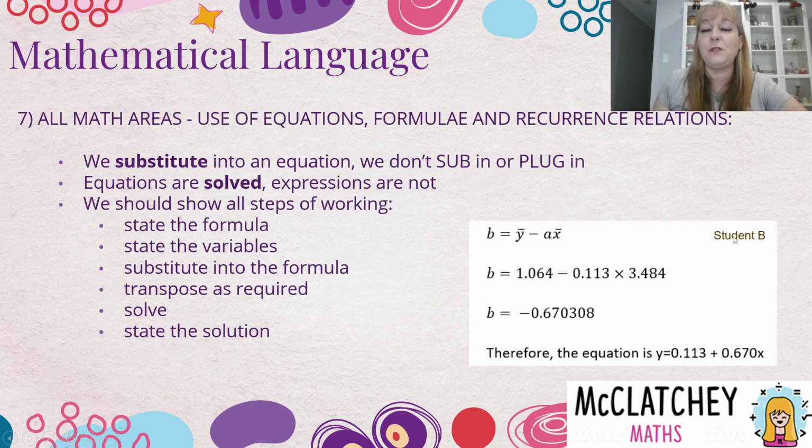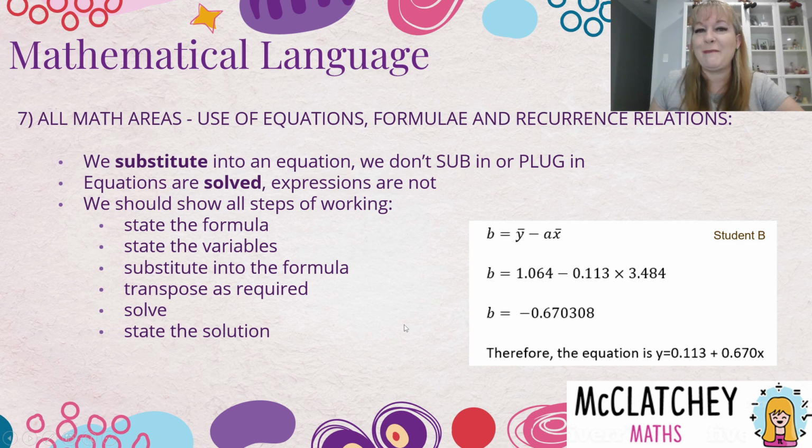So here's an example from student B. They've stated the formula, they've substituted into the formula, they've come up with a solution, and they've used some words to state what the equation is at the end. Now earlier on they also stated their variables, but it was too far up to snip in one shot. But they've done all of these steps here.